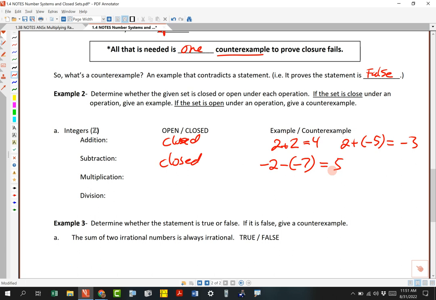If you multiply two integers, do you always get another integer? Yes, you do, so that's also closed. Pick any example you want. I'm going to do negative 6 times 7, and I end up with negative 42.